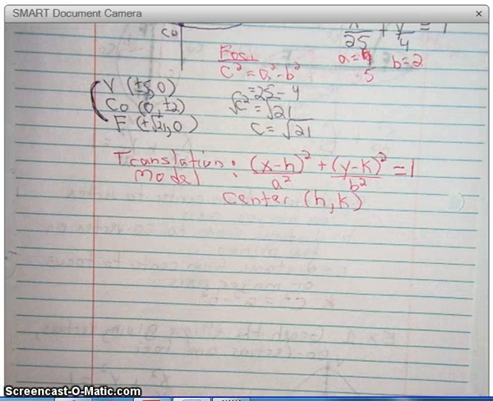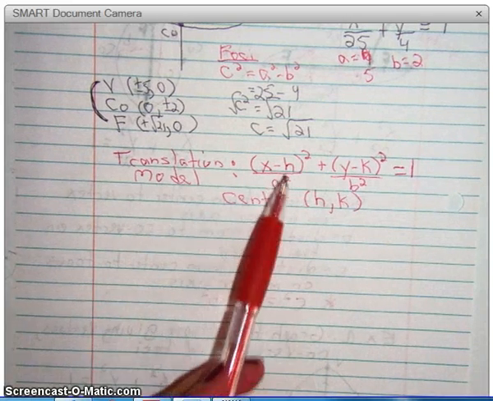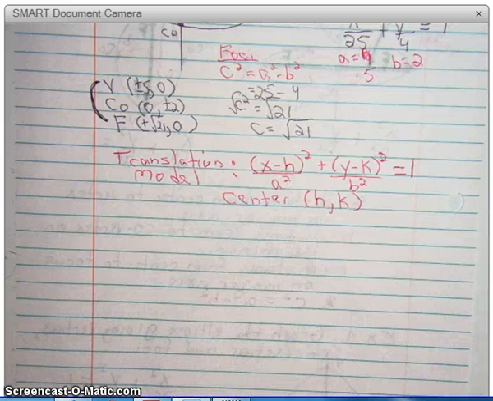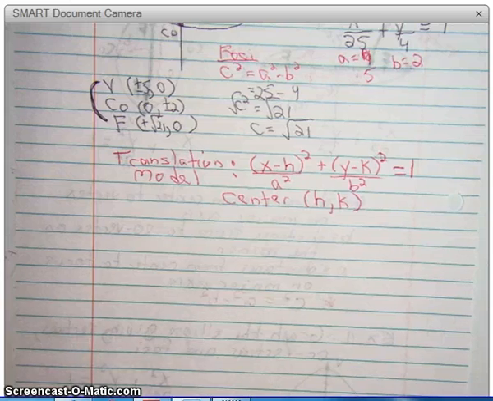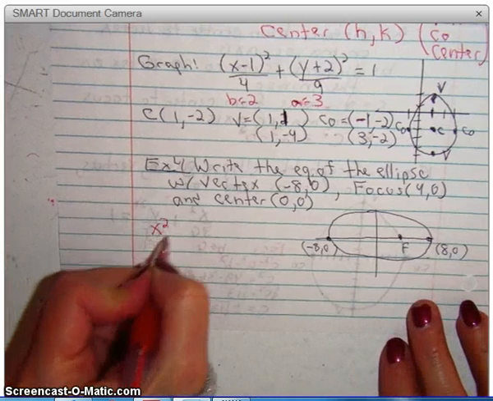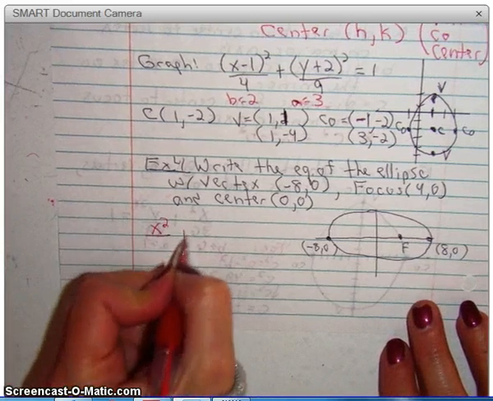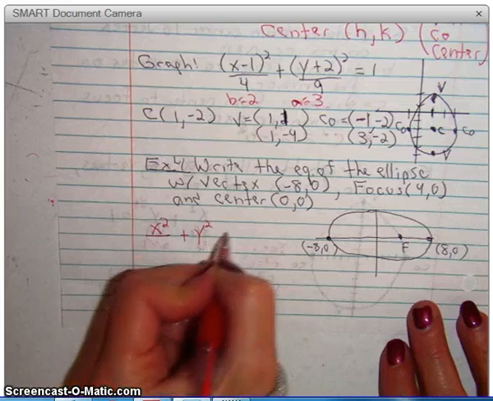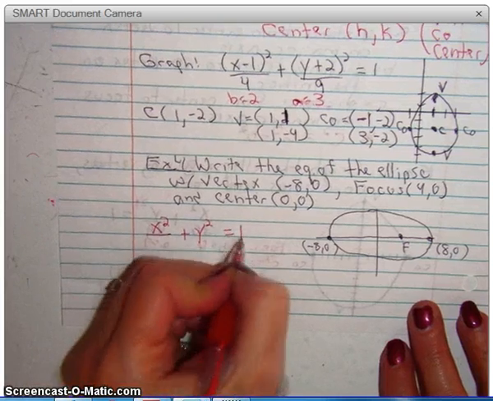So do you think from this model, do you think we need to change the sign when we pull out H and K or not? Yes, we're going to have to change the sign when it's not translated. We know our model is x squared plus y squared equals 1.